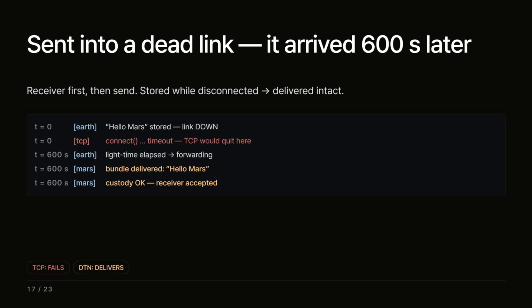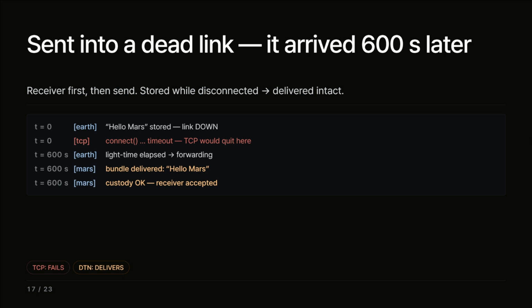Here's what happened during the experiment. I colored it with red and blue so that you can check it easily. First, we started the receiving application. Then we sent the bundle from the transmitting side. The order matters because the receiver needs to be ready before delivery occurs.